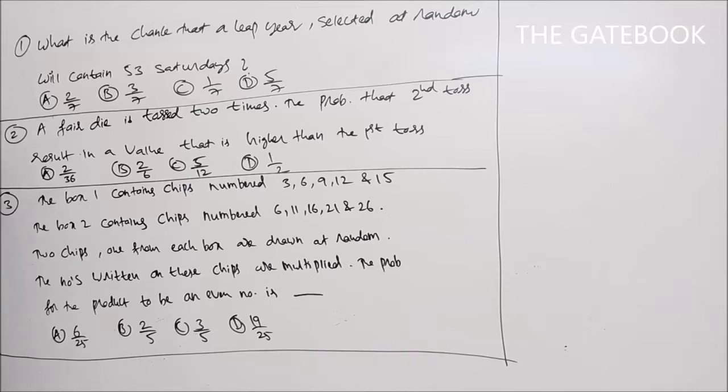Now we'll do problems on probability. First one: what is the chance that a leap year selected at random will contain 53 solar days? What is the chance that a leap year selected at random will contain 53 Saturdays?